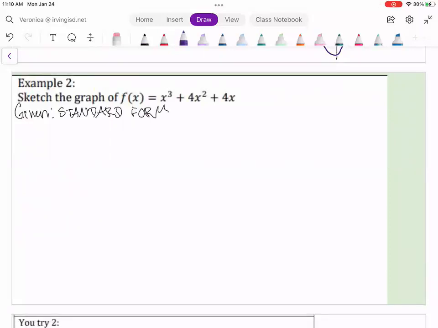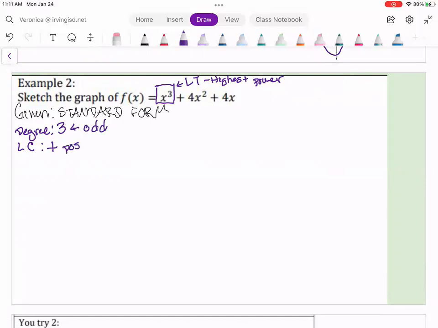Now, when it's in standard form, it's really nice because we can find the leading term. The leading term is right here, and I know this is the leading term because it has the highest power, the highest degree. So using that, I can identify the degree and the leading coefficient without having to do any work the way we did in example 1. So the degree here would be 3, and the leading coefficient sign is going to be positive. So we know that this is odd, and we have a positive leading sign.